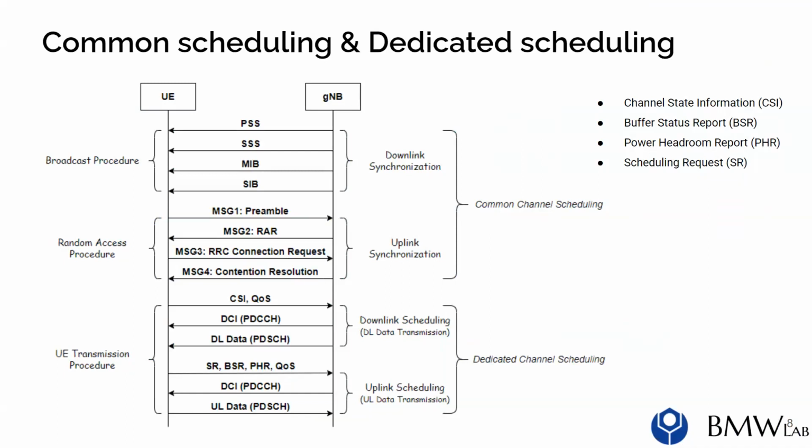For example, we can transmit the downlink data. So the scheduler can do the downlink scheduling for the UE, and then also the uplink scheduling. And these two schedulings can be called the dedicated channel scheduling. So the whole scheduling can be split into these two parts.